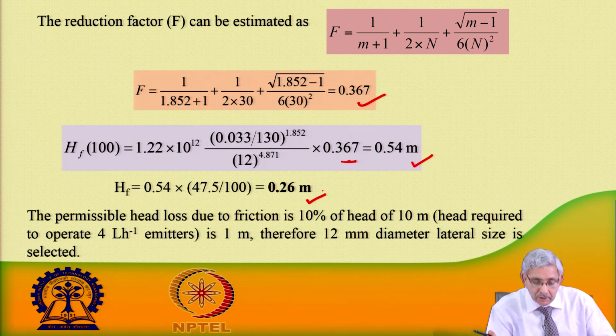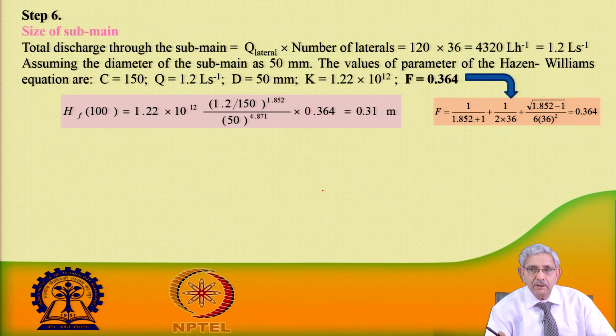So, permissible head loss due to friction is 10% of 10 meter, that is the head required to operate the dripper which is delivering 4 liter per hour. Therefore, the 12 millimeter pipeline which has been selected is adequate. So, this is the one part, that is, the pipe size of 12 millimeter is adequate to use in the design part.